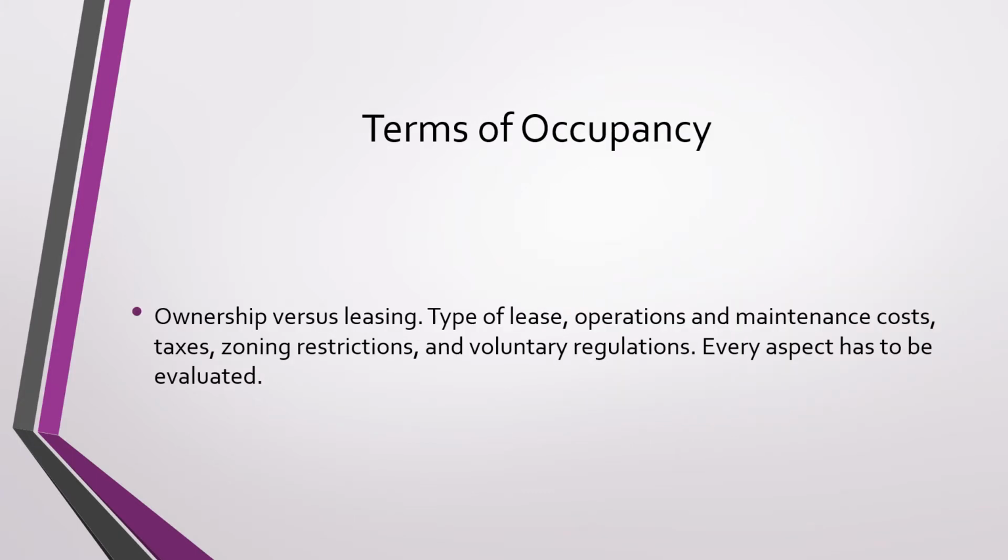Terms of occupancy: ownership versus leasing, the type of lease, operations and maintenance costs, taxes, zoning restrictions, and voluntary regulations. Every aspect has to be evaluated. All these are very important because you have to make sure that everything is going to be precise whenever you're trying to determine the location of your building.